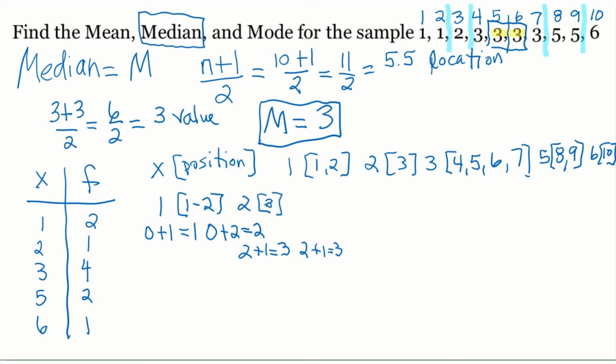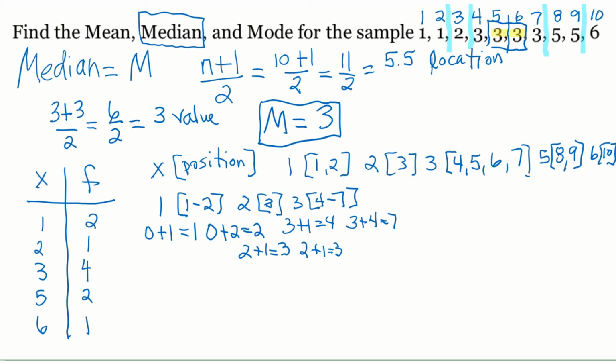So now I'm going to do the same thing for 3. I want to get the lower boundary, so I'm going to take this 3 that's in that box with the 2. I'm going to add 1. That's going to give me 4 as the lower boundary for the 3 value. And I'm also going to take that 3 and add 4, because it has a frequency of 4, to get 7, and that's going to be the upper boundary.